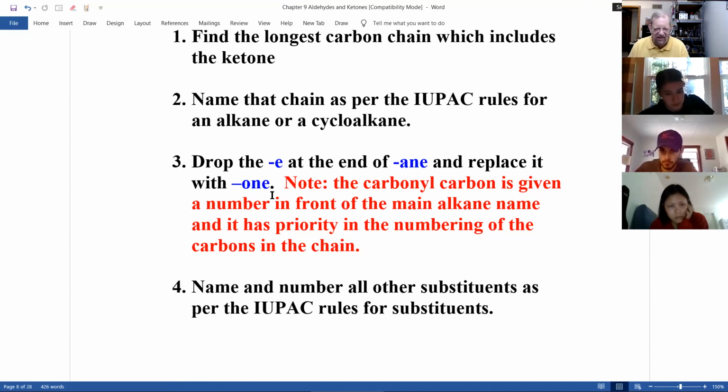Now, note, the carbonyl carbon is given a number in front of the alkane name, just like you do alcohols, and it has priority in the numbering. However, in a ring, the carbonyl carbon is always number 1 because they rock. Carbonyl carbons are the best. Now I'm being very biased. Well, I should be. I'm a carbonyl synthetic organic chemist. And then the name and number of the rest of the substituents as per IUPAC rules for substituents.